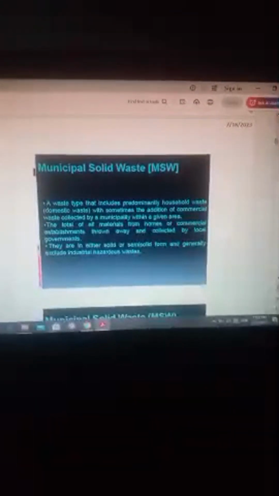Municipal solid waste, MSW, is a waste type that includes predominantly household waste, domestic waste, with sometimes the addition of commercial waste collected by a municipality in a given area. The total of all materials from homes or commercial establishments thrown away and collected by local governments. They are in either solid or semi-solid form and generally exclude industrial hazardous waste.